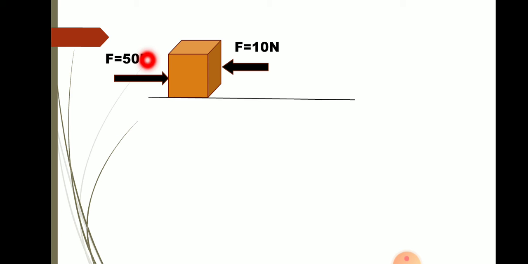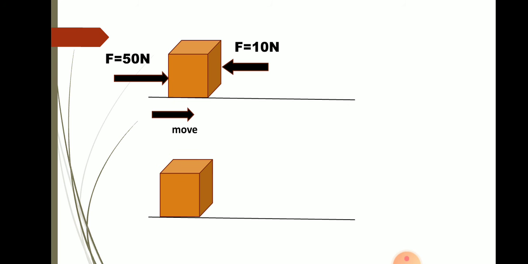So here, is the resultant of force 0? No. So we say that the box is moving in this direction with a force of 40 Newton. 50 minus 10, which is 40 Newton. The body moves in this direction with a force of 40 Newton. So this is the case of unbalanced force. Here the forces act in opposite directions, but the magnitudes are not the same. So on the box, the unbalanced force is applied, which makes the body move.